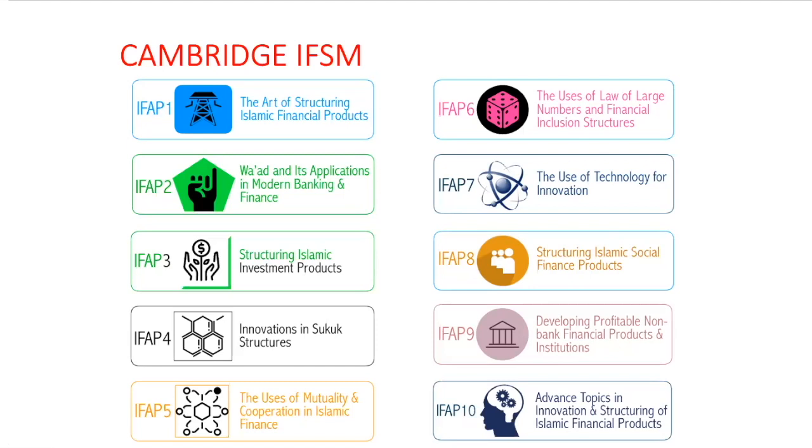After this, there are 7 modules to be delivered in 2023. The next one would be on structuring Islamic investment products. Module 4 would be on innovations in sukuk structures. Module 5 would be on the uses of mutuality and cooperation in Islamic finance. Module 6 would be on the uses of law of large numbers and financial inclusion structures. Module 7 would focus on the use of technology for innovation with a focus on Islamic fintech.